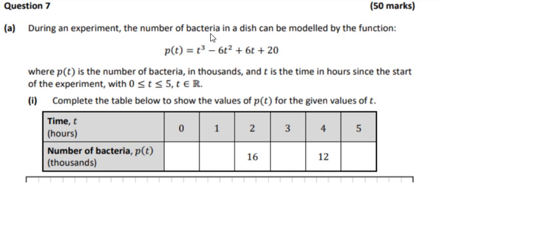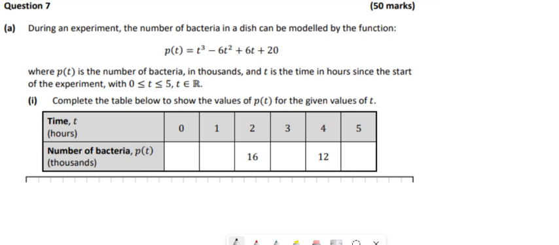So if I want to know how many bacteria are in it after 1 hour, I'm just going to put a 1 in instead of T, and that'll tell me. And then if I want to know how many after 2 hours, after 3 hours, after 4 hours, and so on, that's what's in the table down here. That's what it means. So what we're going to do is keep putting in the values.